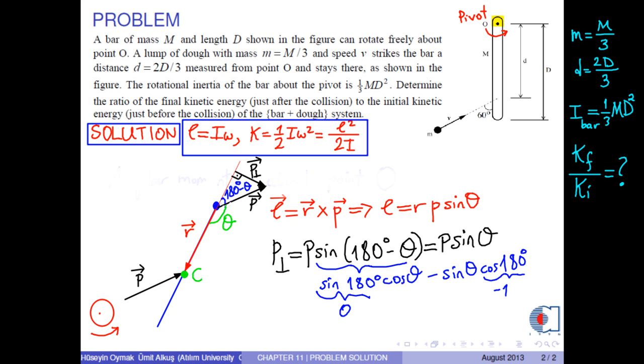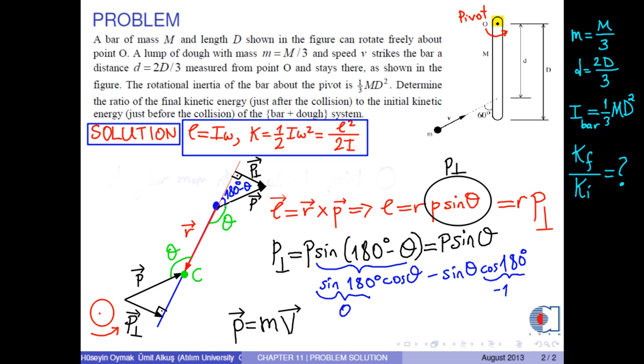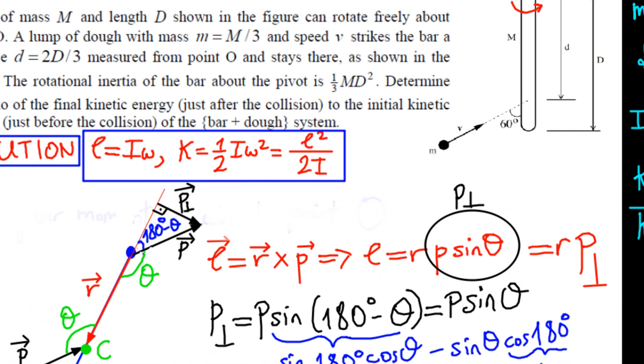Then the magnitude of the angular momentum is found by the formula r times p perpendicular. Linear momentum is defined by the formula m times v. Because mass is a scalar quantity, p and v have the same direction. Therefore, p perpendicular becomes m times v perpendicular. As a result, the magnitude of the angular momentum L becomes r times m times v perpendicular.